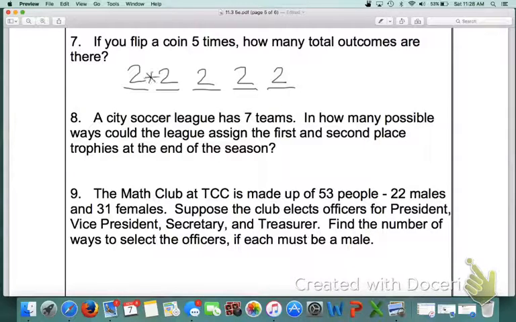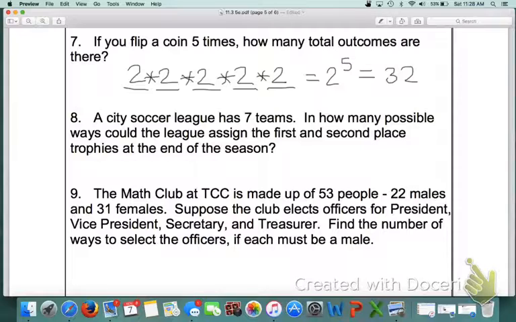Okay. So we're going to use the fundamental counting principle, and remember that each of these 2's needs to be multiplied together. We can multiply out those 2's, or we can also just put in 2 to the 5th in our calculator, and that's going to tell us that there are 32 different outcomes in terms of how we could flip that coin.